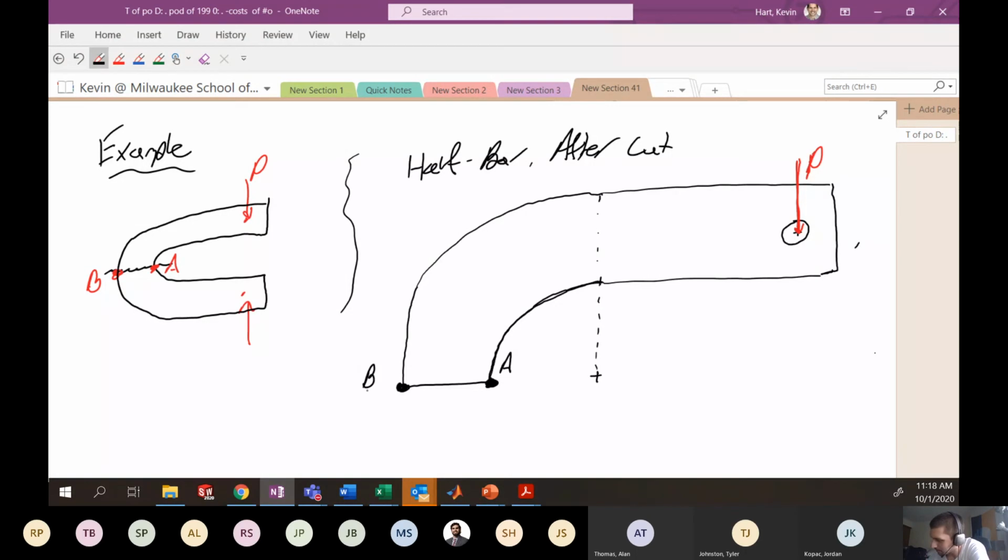Let's define some of the things that we already know. Here is the distance from the center of curvature of our beam, O prime, to the outer edge of this piece. This is capital R_O, the outer radius. Similarly, to the inner edge here, this is capital R_I.